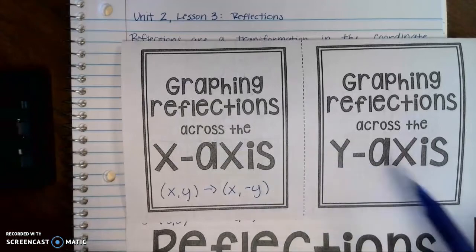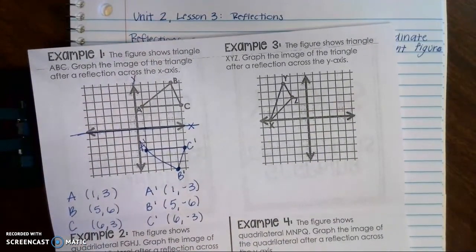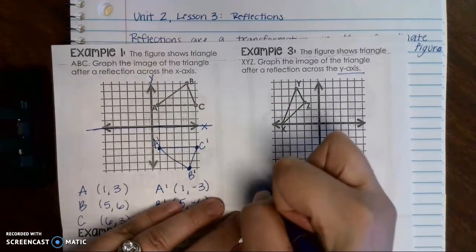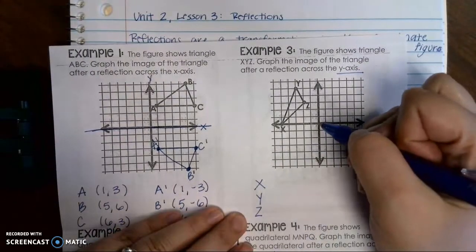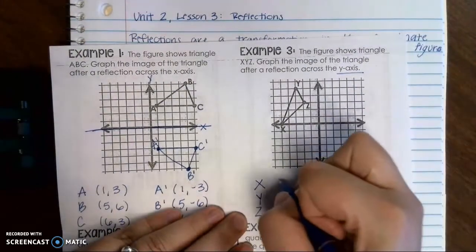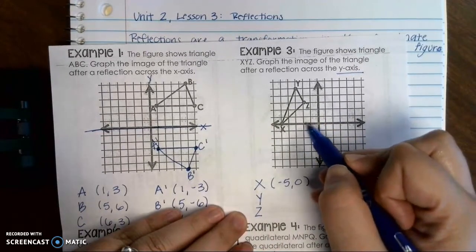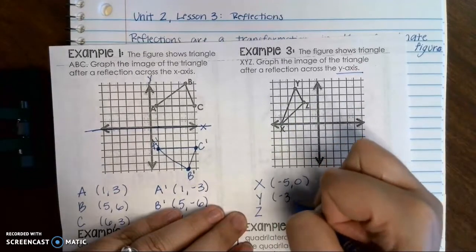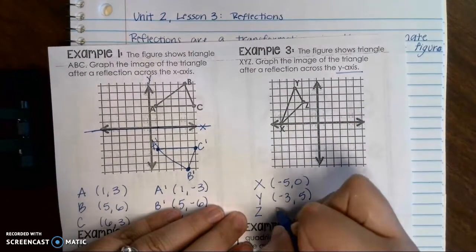Let's see what our rule is for the y-axis. I'm going to start with example 3 up here at the top. I have triangle XYZ and I'm graphing the triangle after reflection over the y-axis. First thing I want to do is write down my original coordinates. X is at -5, 0. Y is at -3, 5. And Z is at -2, 3.